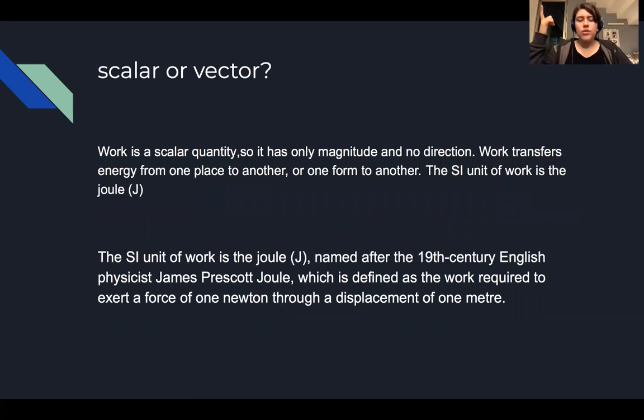Work is a scalar quantity, so it has only magnitude and no direction. Work transfers energy from one place to another, and from one form to another. The SI unit of work is the joule. It is named after the 19th century English physicist James Prescott Joule, and is defined as the work required to exert a force of one newton through a displacement of 1 meter.